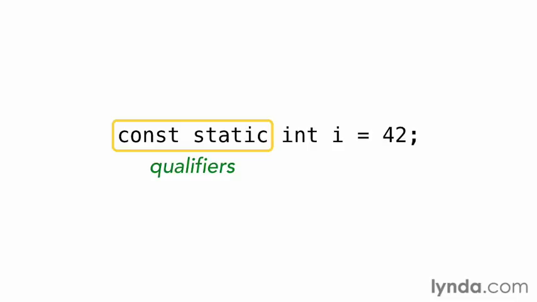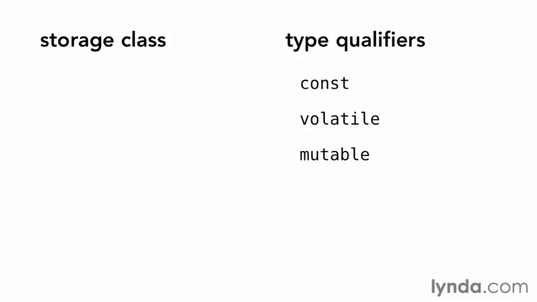They tell the compiler that this variable will be immutable, that's the const qualifier, and that it will be stored in static storage space. There are two types of qualifiers: storage class specifiers and type qualifiers. The type qualifiers include const, which makes a variable immutable, that means its value cannot be changed, and volatile, which marks an object that may be changed by another process. This is commonly used for threaded and multi-user applications that share memory.